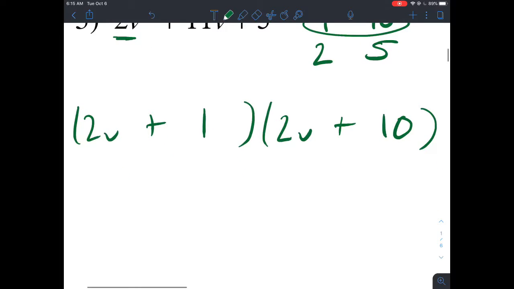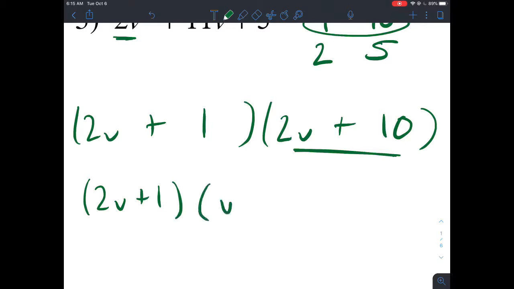So now we got to look. Can we pull anything out of these binomials? Well, I can pull a 2 out of here. So I'm going to get 2v plus 1, and then v plus 5.